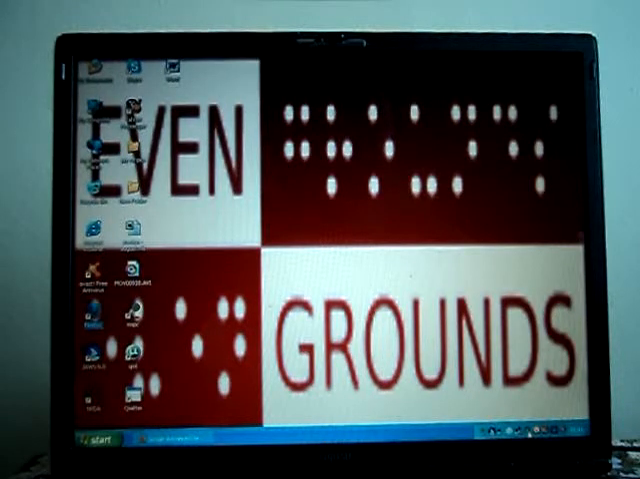www.achieve.org.ph. This is the website of Achieve, a computer school for blind and visually impaired individuals. Okay, let's load the Achieve website.